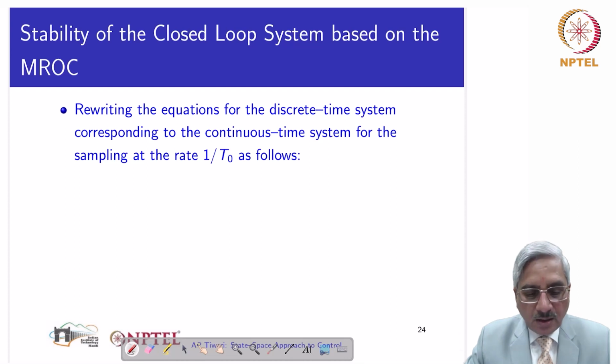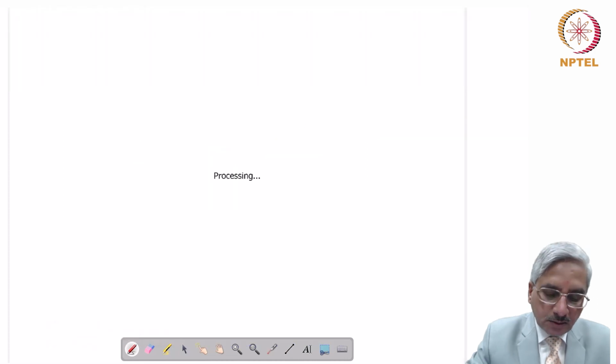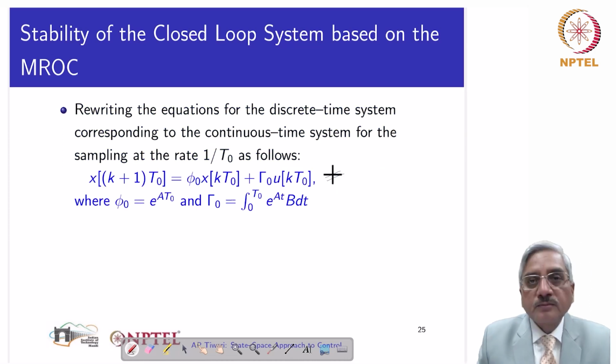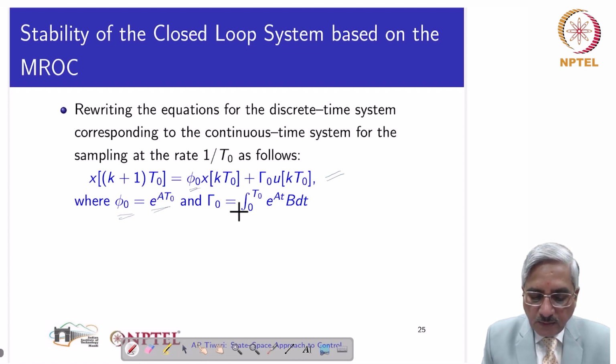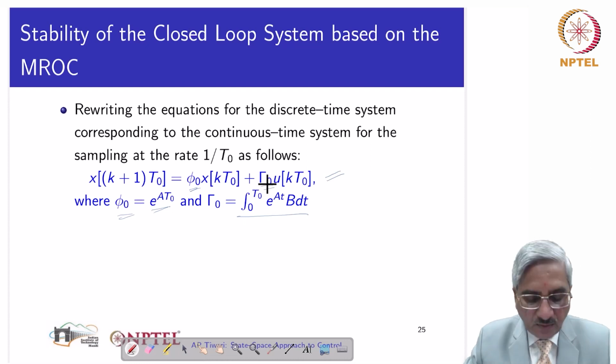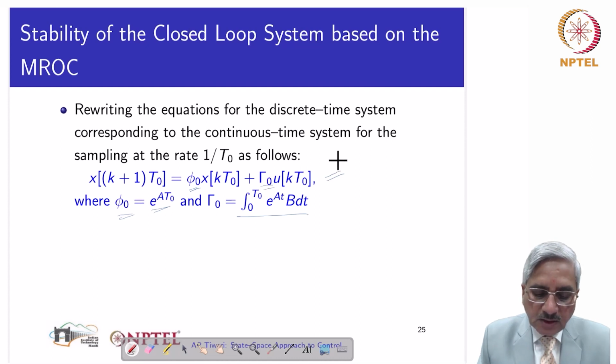Now we take a little time to prove the stability of the closed loop system based on the multirate output control law. So we rewrite some equations. So first is this one. We have, of course, in place of e^(A T0) we are using phi 0, and for this integral we are using gamma 0, phi 0 and gamma 0. This result was shown in the early part of the first lecture before this one. So this is the discrete time equation corresponding to the sample rate 1 by T0 for the continuous time system.